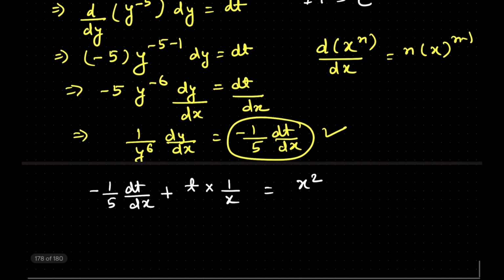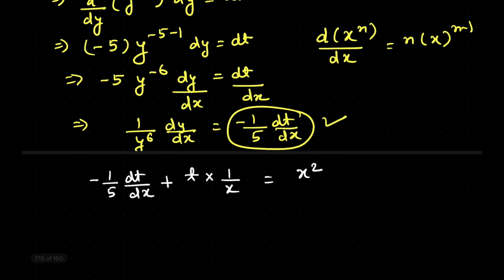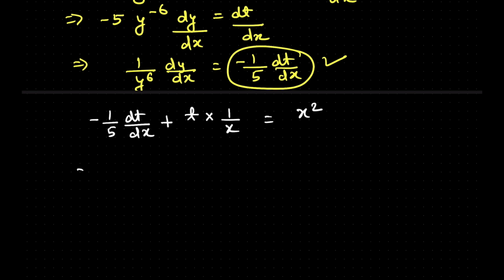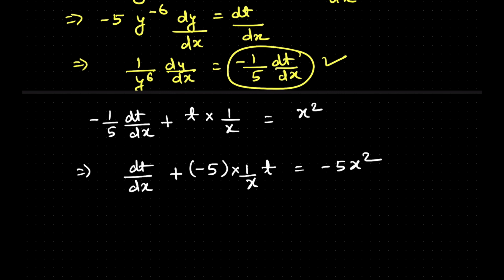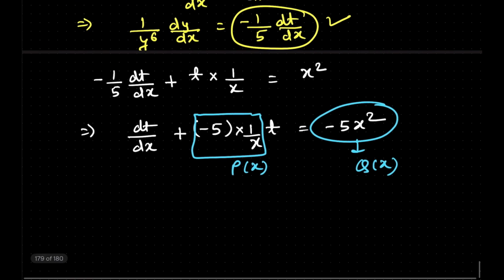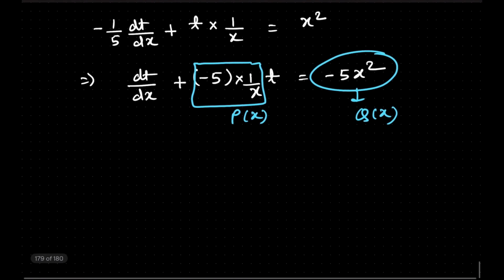You can see that now your equation is turned into Leibniz linear differential equation form. Just multiply by -5 on both sides. So you will get dt/dx plus -5 times 1 by x into t is equal to -5x square. This expression is your P(x) expression and this is your Q(x) expression. So now you can simply write the solution because we have already derived the formula for the Leibniz linear differential equation.